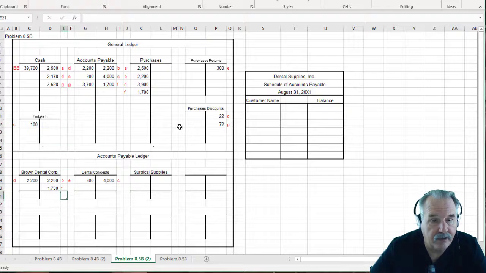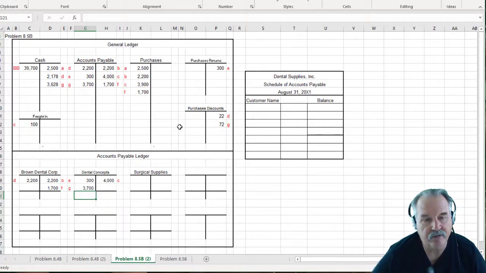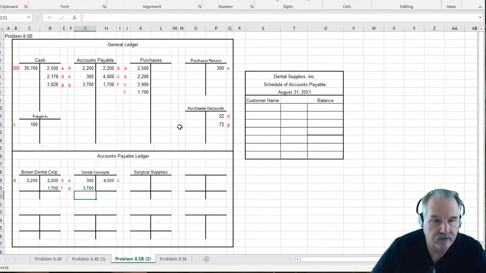And we have to post this down to Dental Concepts. We've paid them off. And you'll see they had a $4,000 credit on their account. They had a $300 debit on their account. Now the $3,700 debit here is going to wipe out their balance, which is what we want.